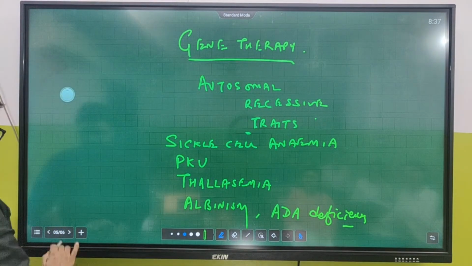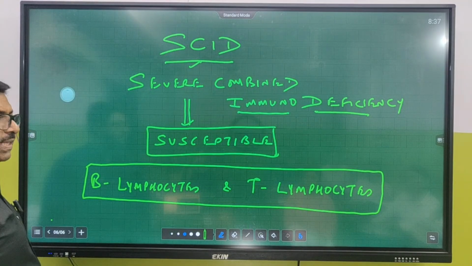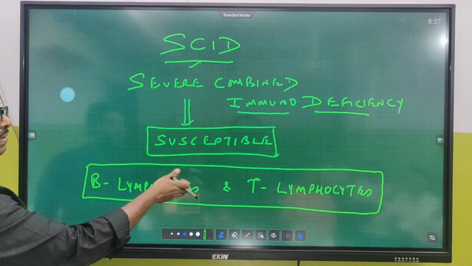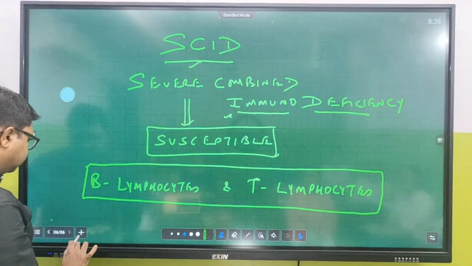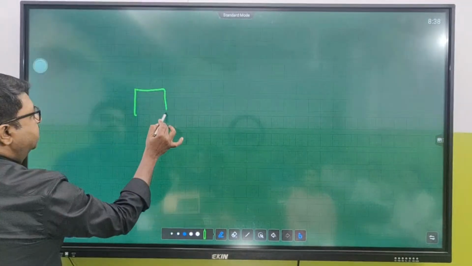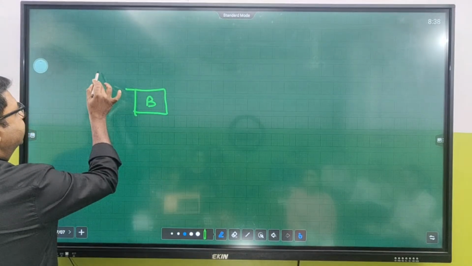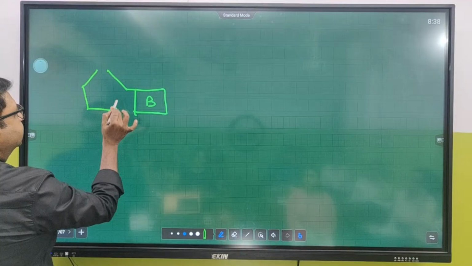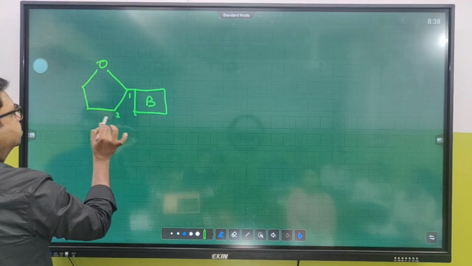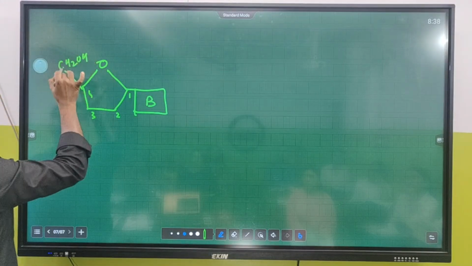Okay, so now, clear? B lymphocytes and T lymphocytes are the main ones. They increase the immunity of the body. Now let us talk about this. Tell me what this is. This is the base. This is pentose sugar. Carbon 1, carbon 2, carbon 3, carbon 4, and this is CH2OH.